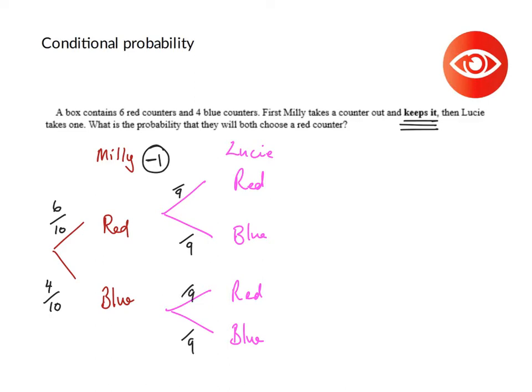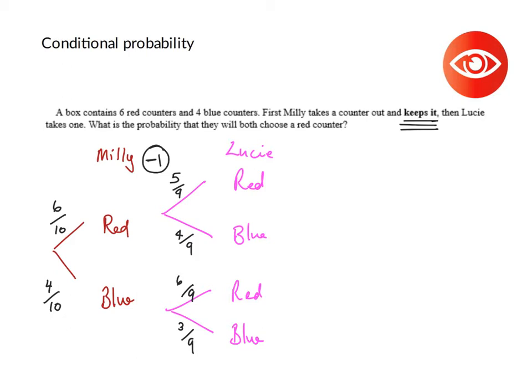Now if Millie picks out a red counter, then that's down to 5, and the blue stays the same. So you can see the numerators still add up to make the denominator. If Millie takes a blue counter, then that means the blues are down to 3, and then that has to leave me 6 to make that denominator of 9. So I can see that there. Now once I've got my diagram complete, I can then carry on with the question.